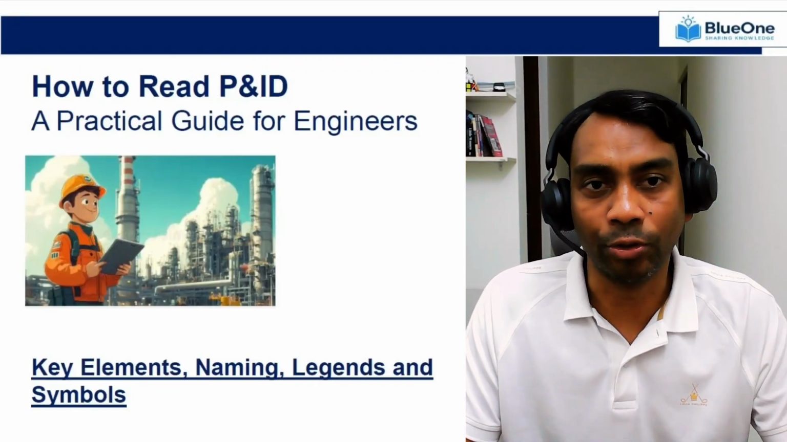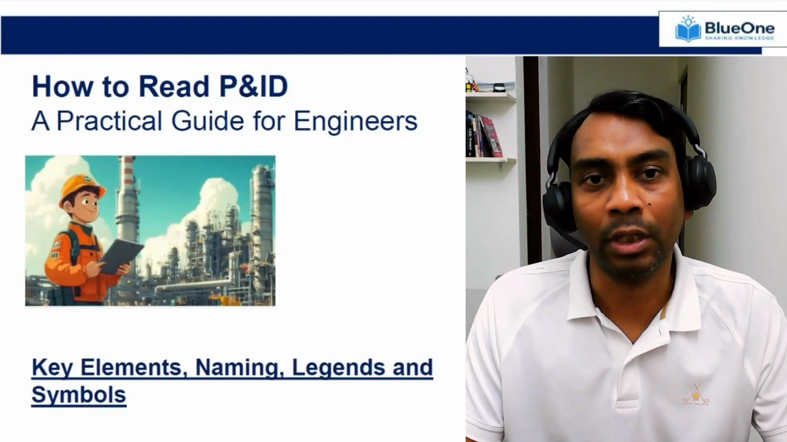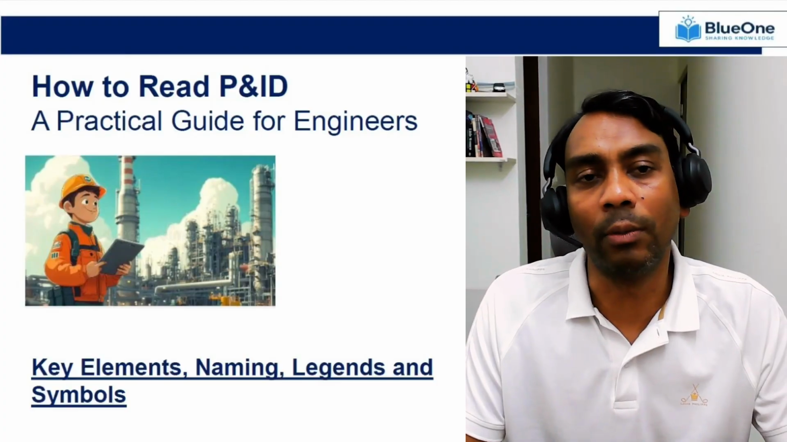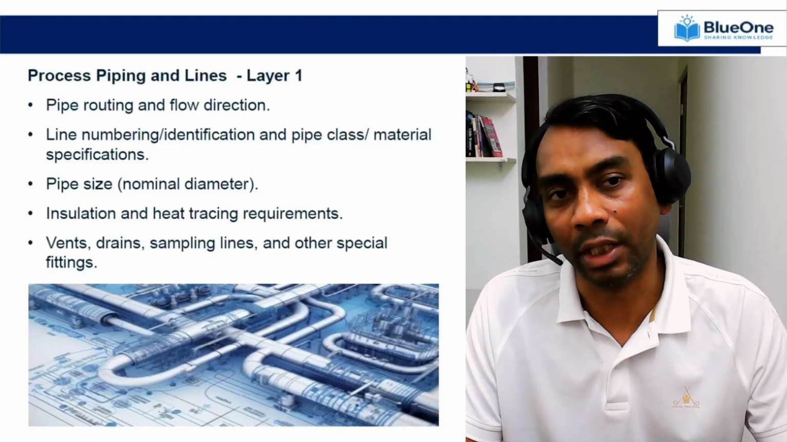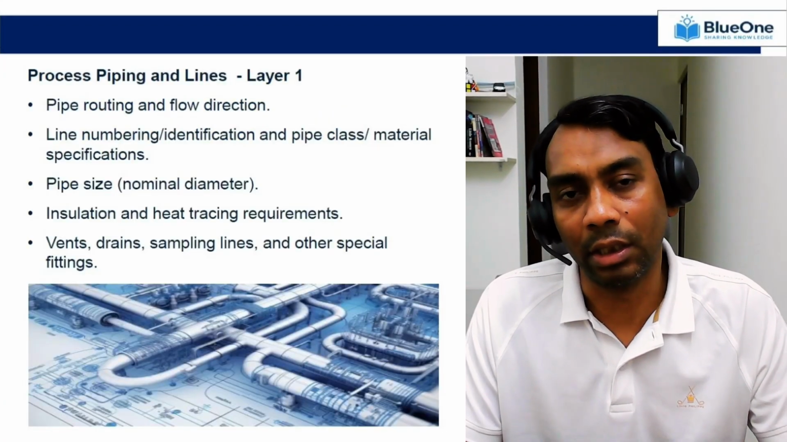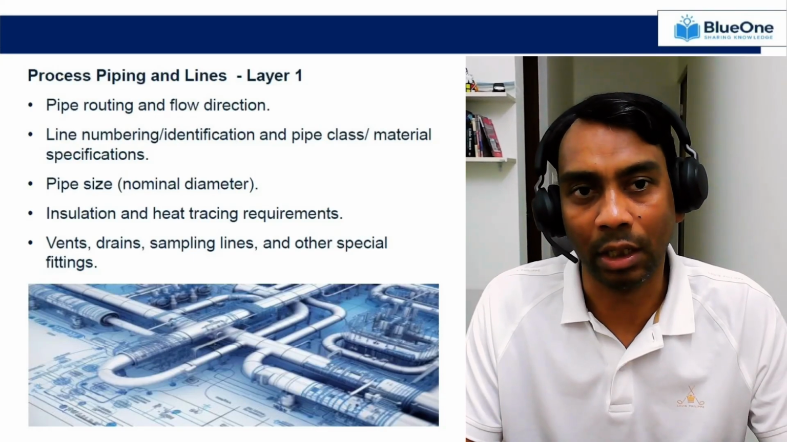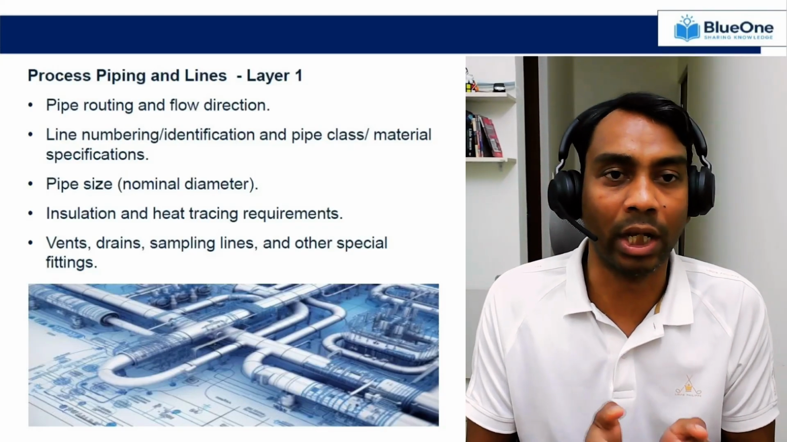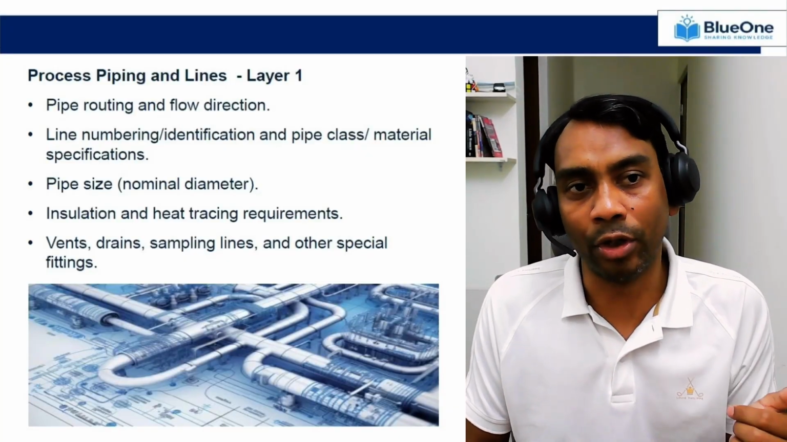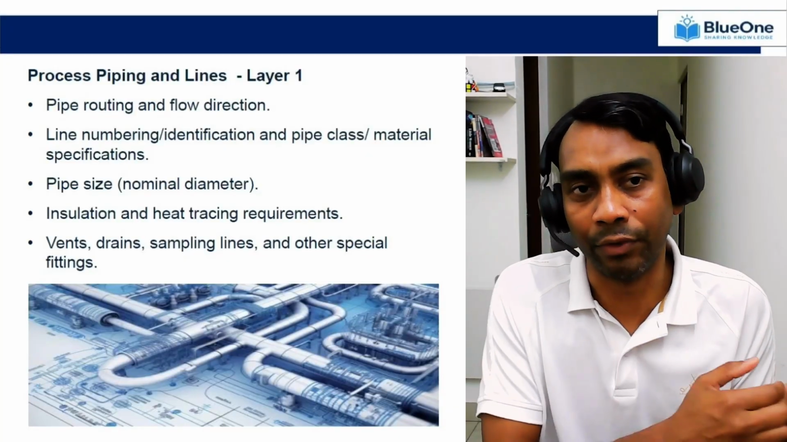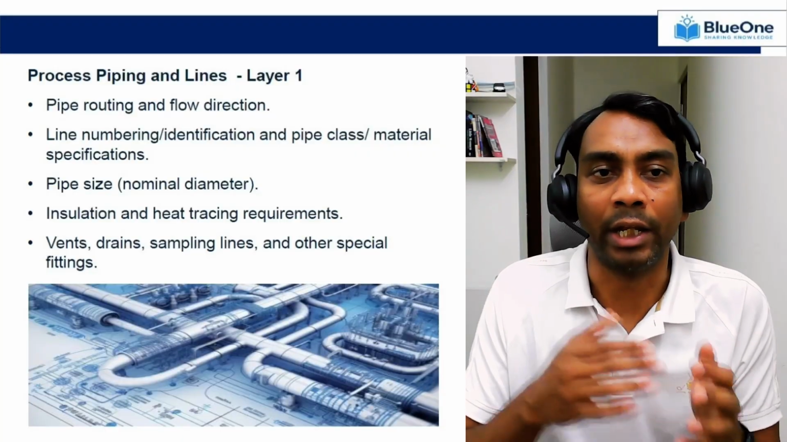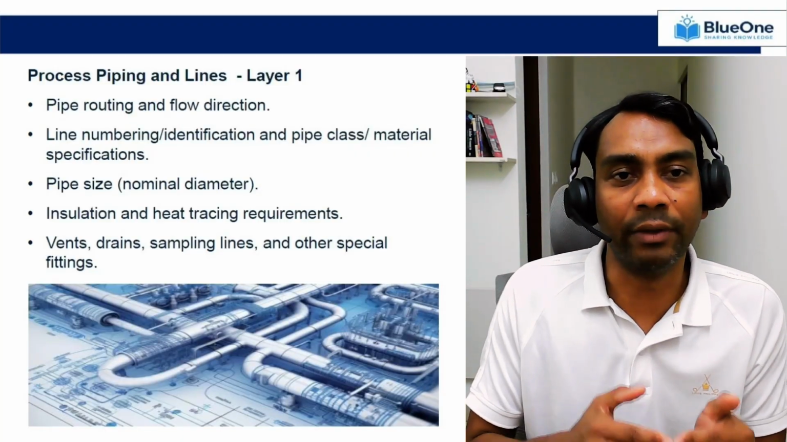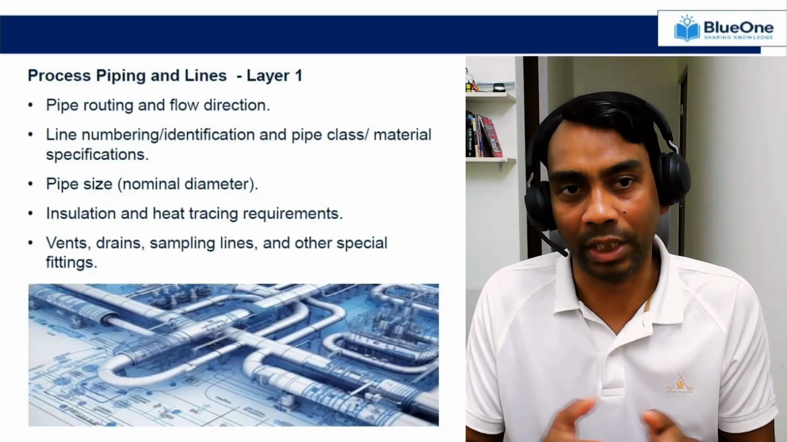Now I will walk you through how to leverage this information to effectively interpret and read the P&ID. So let's talk about layer 1, process piping and the lines. If you look at layer 1, process piping and lines, it will give you information about pipe routing and flow direction. So how your pipe takes feed from one place, processes it and goes to the next equipment. So you can easily navigate that information within the P&ID.